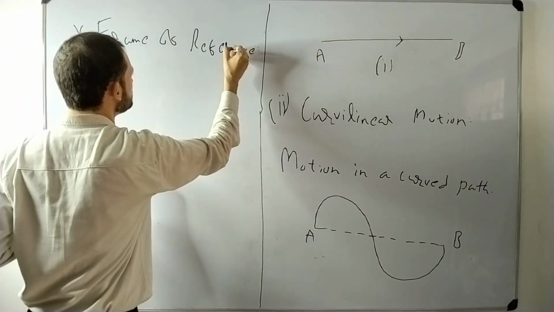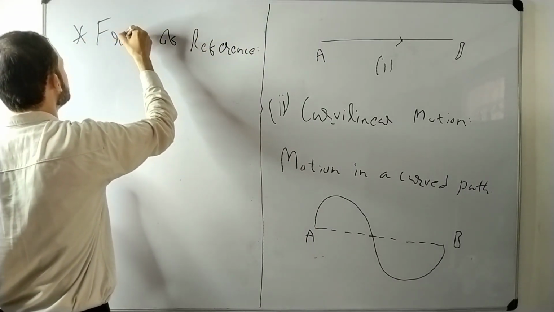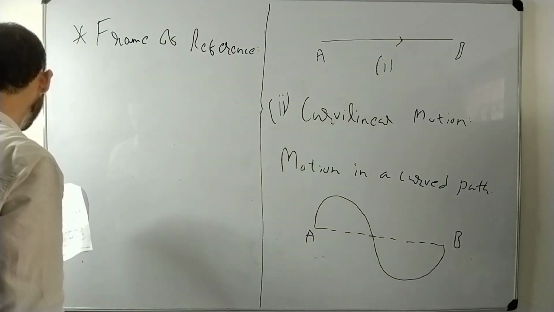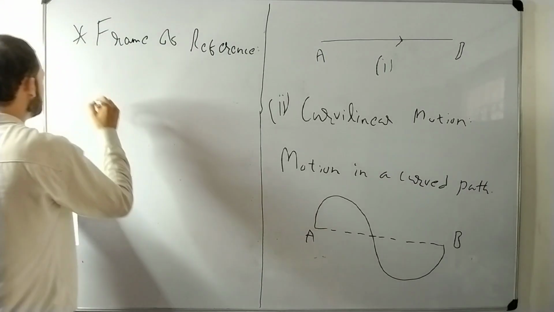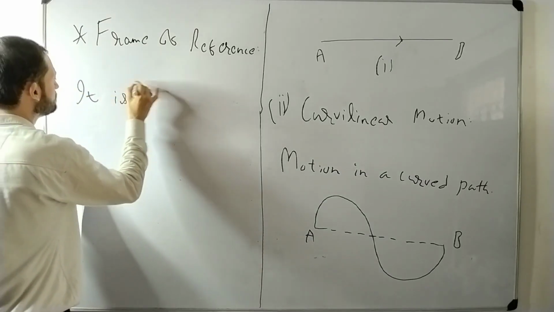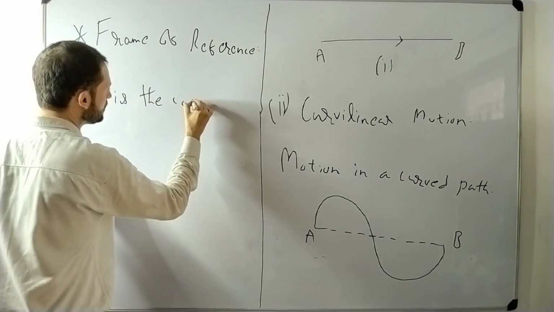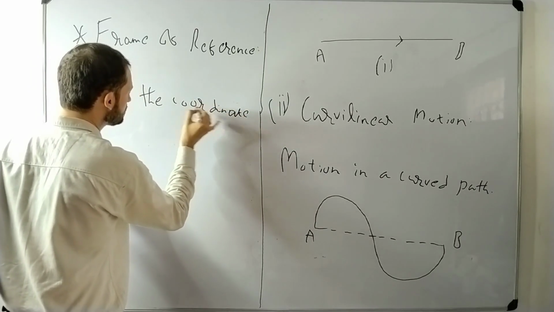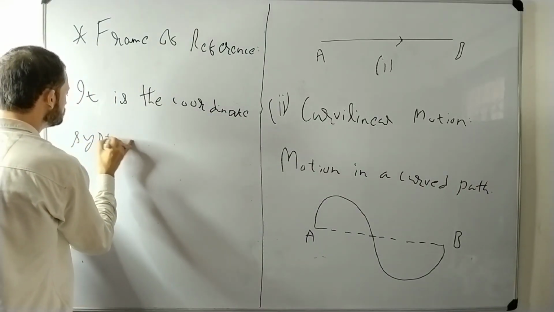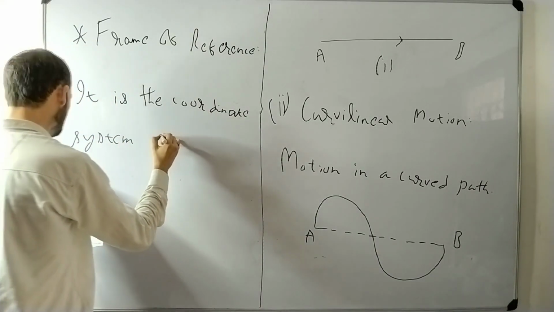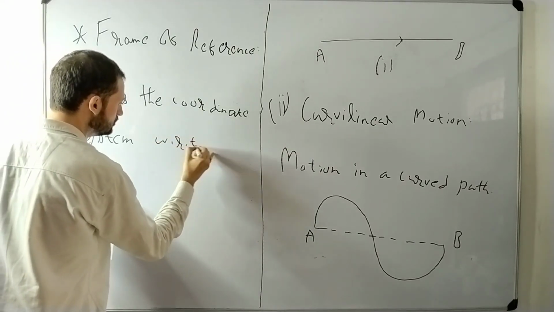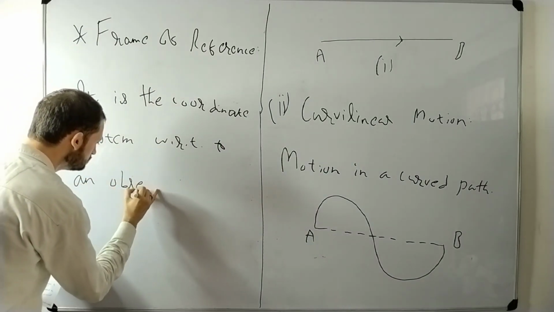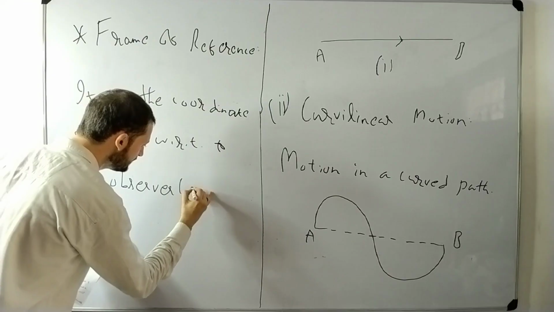Actually, students, I want to use here a property of frame of reference that we will have in the coming lecture. It is the coordinate system with respect to an observer or reference point.